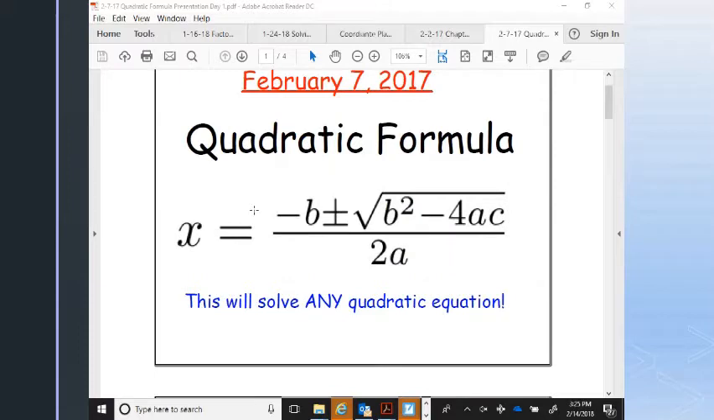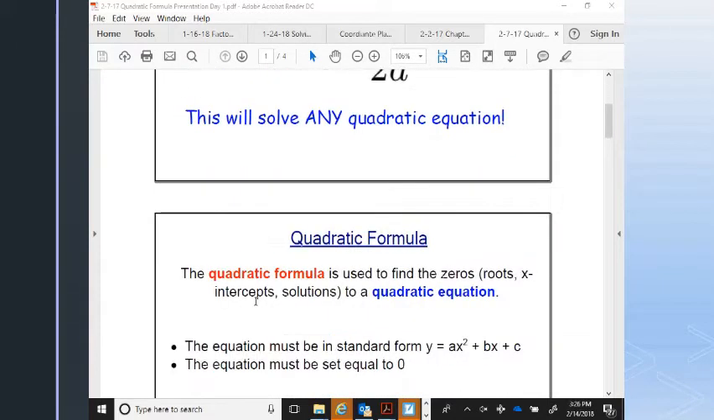Alright, so the quadratic formula looks a little scary, but it's really not that bad. It says x equals negative b plus or minus the square root of b squared minus 4ac all over 2a. This will solve any quadratic equation, and I mean any quadratic equation. That's what we've been doing lately, and this will work for everything. The quadratic formula is used to find the zeros, also known as roots, x-intercepts, or solutions. They all mean the same thing.